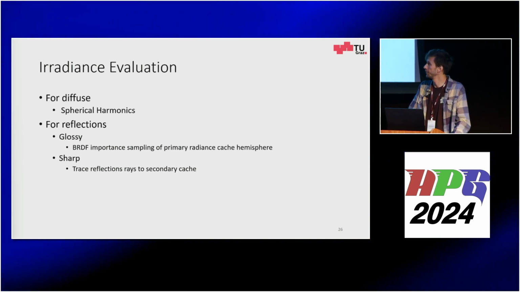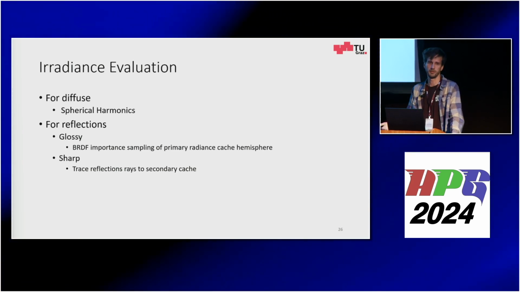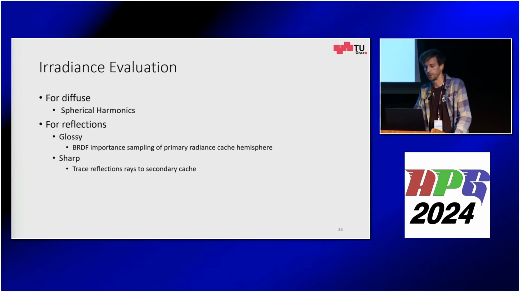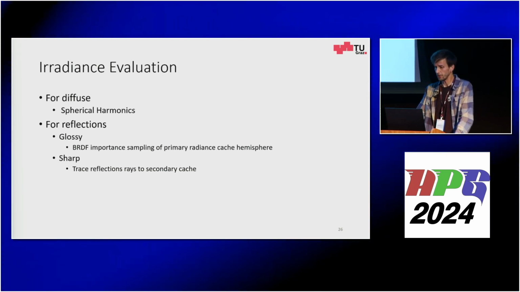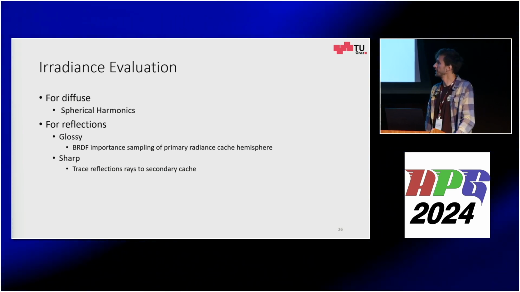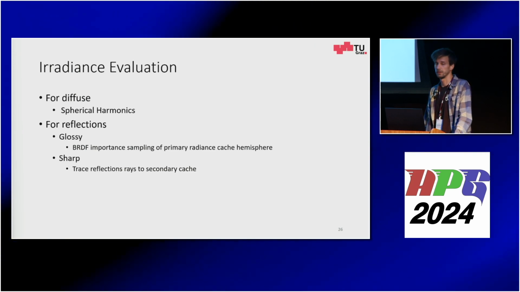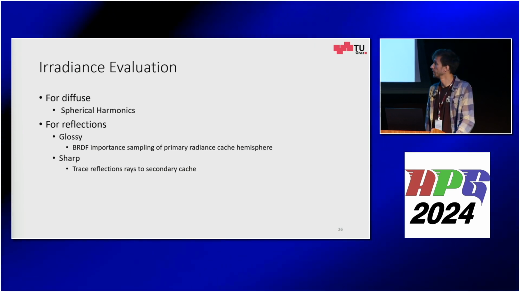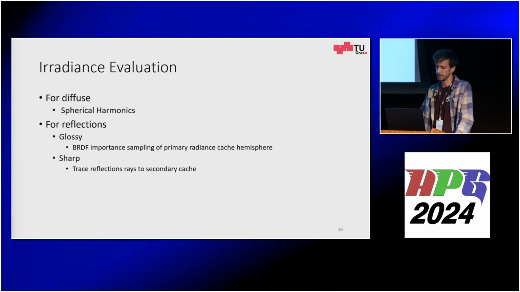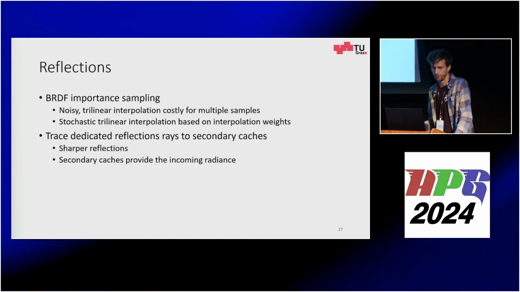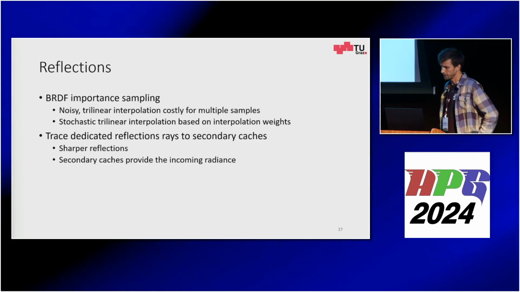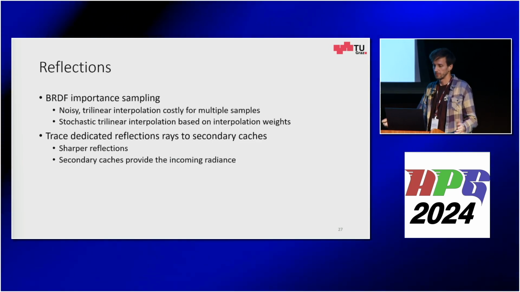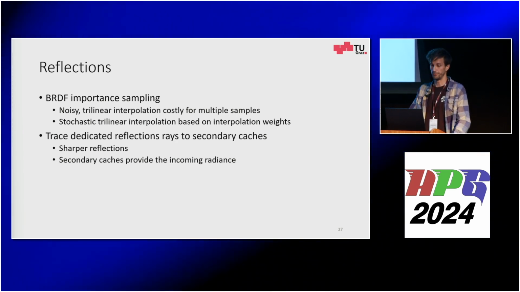And for cluster reflections, we're also able to importance sample our primary radiance cache hemispheres. So we apply BRDF importance sampling for that. And for sharper reflections, we can trace dedicated reflection rays, which then hit secondary caches. So for the BRDF importance sampling, the result is still noisy, very probably.